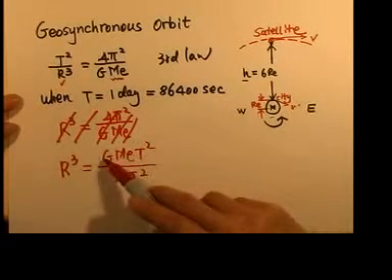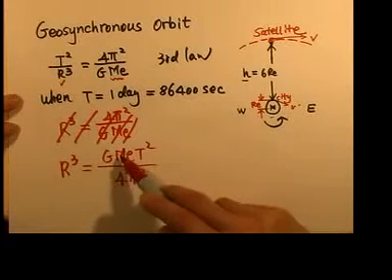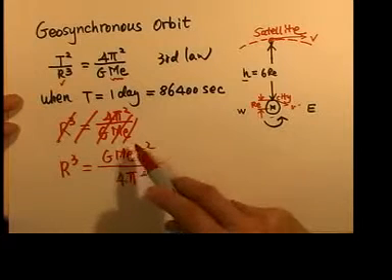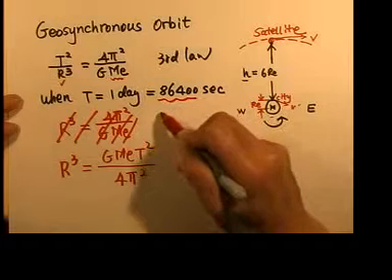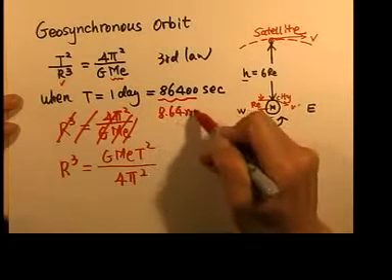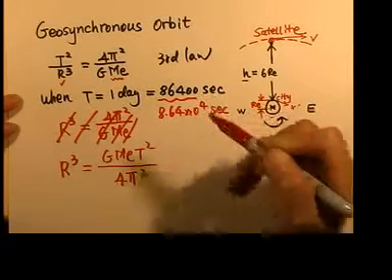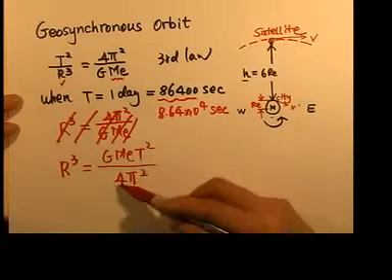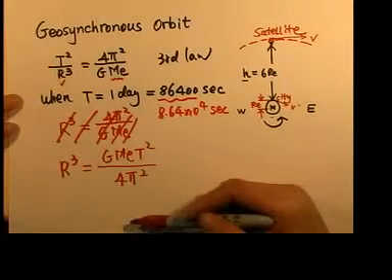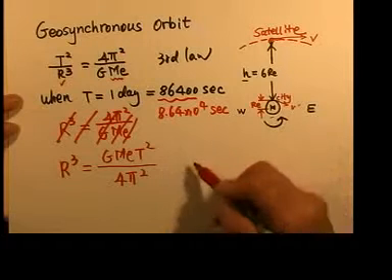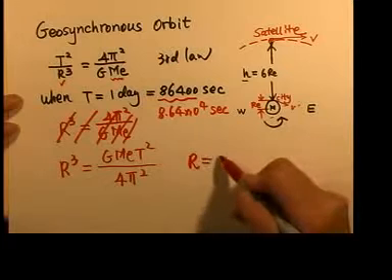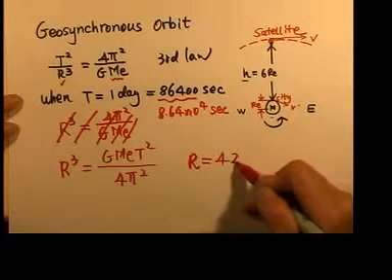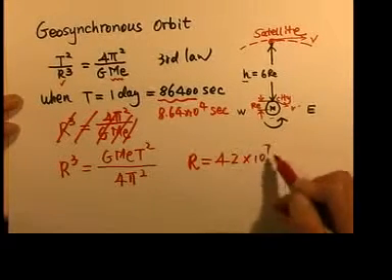The SI value for G is 6.67 times 10 to the negative 11. Mass of the Earth is 5.98 times 10 to the 24 kilograms. For T, you have to plug in 8.64 times 10 to the 4 seconds because that's the SI unit. Don't forget to square it. And then 4 pi squared. You get this R cubed. Later you do the cube root, and you will find that R comes out very close to 4.2 times 10 to the 7 meters.